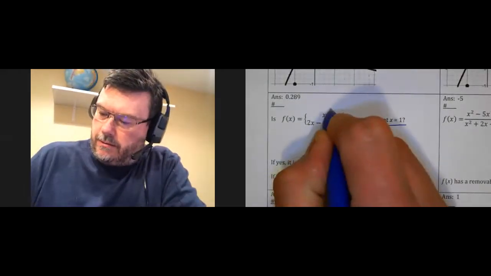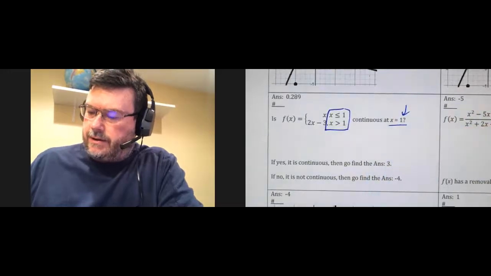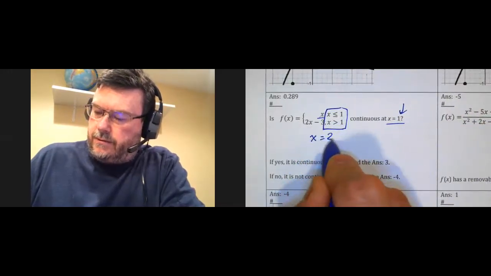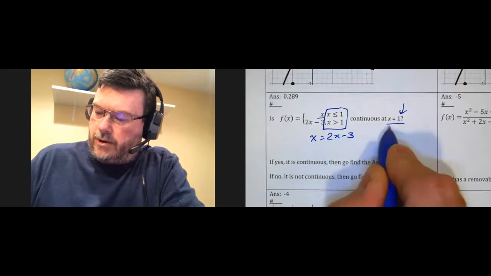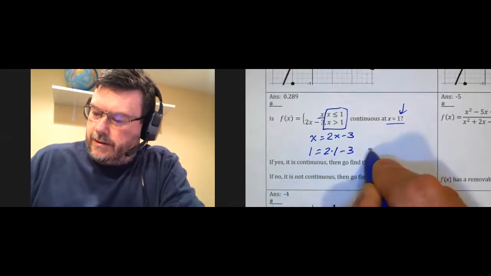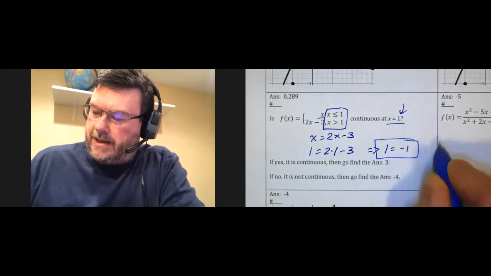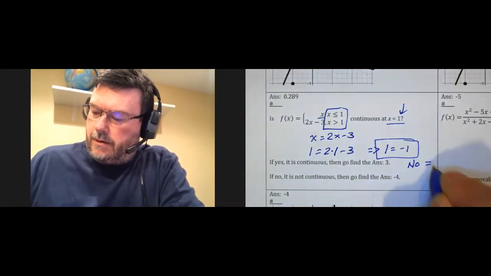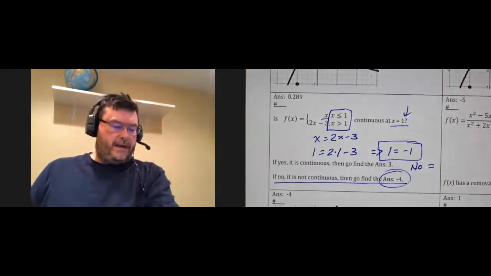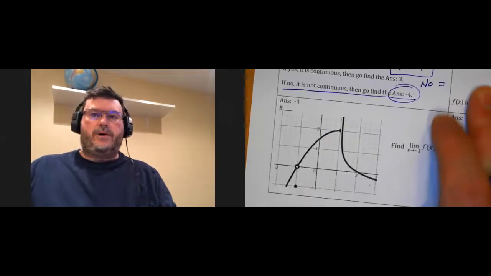So we're going to look at this because that is our restriction, and that restriction goes with this. We're going to see if this top part is equal to this part when I plug in 1. So 2 times 1 minus 3 gives you -1, and that is not equal. So if it's not continuous, we're going to go to -4. And -4 is right below it.